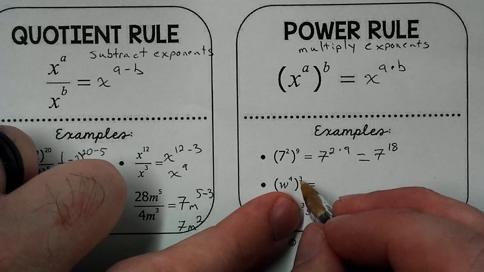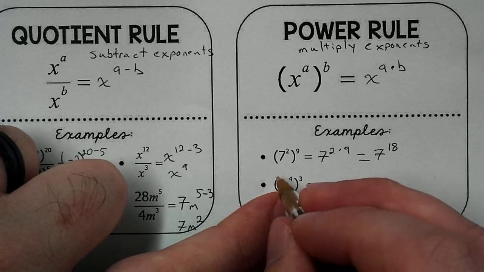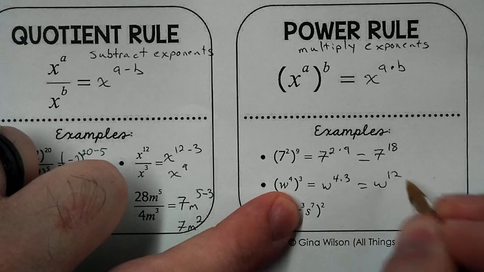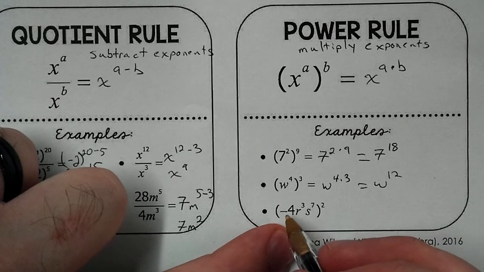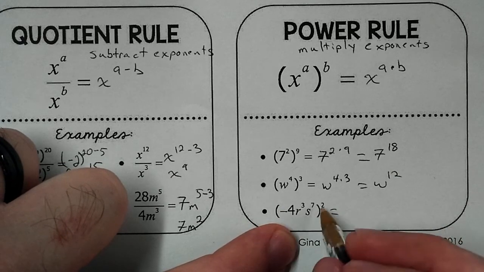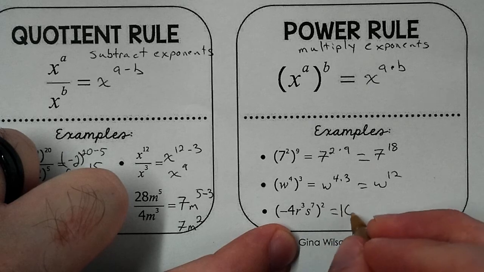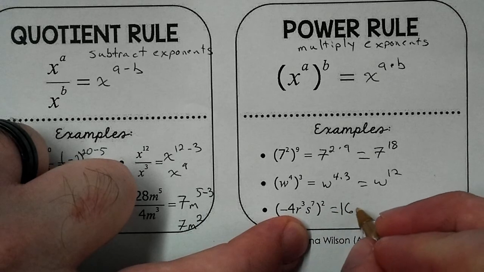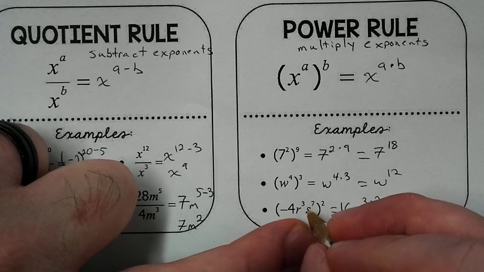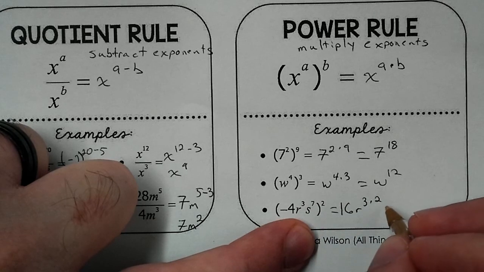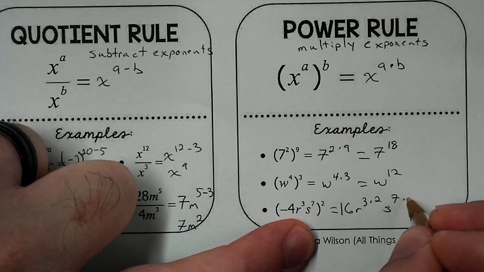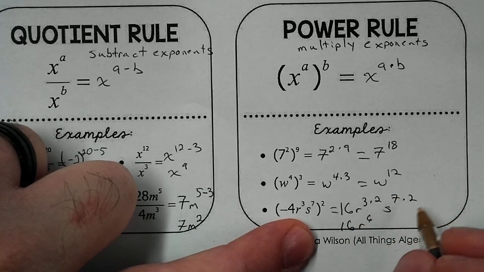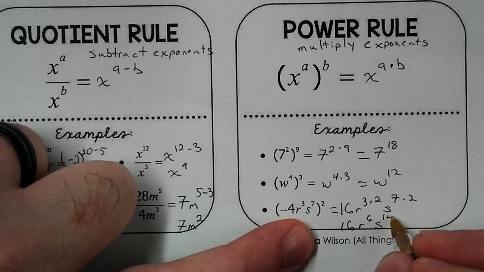W to the 4 raised to the 3rd power, so we're multiplying 4 times 3, which is w to the 12th. And this time, we have a coefficient. Do that part first. Negative 4 raised to the 2nd power is positive 16. Now, we've got r to the 3rd raised to the 2nd, so r to the 3 times 2, s to the 7th raised to the 2nd, which would be s to the 7 times 2. 3 times 2 is 6, so that's 16 r to the 6th. 7 times 2 is 14, so it's s to the 14.